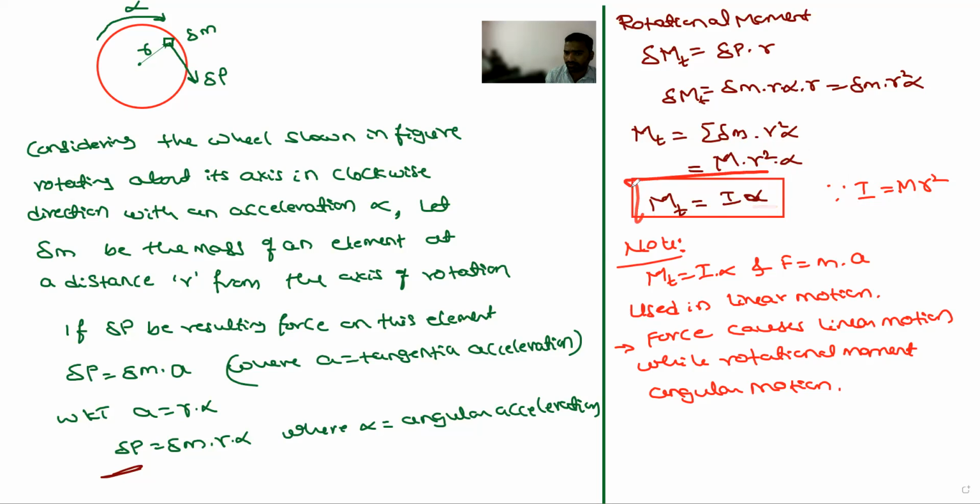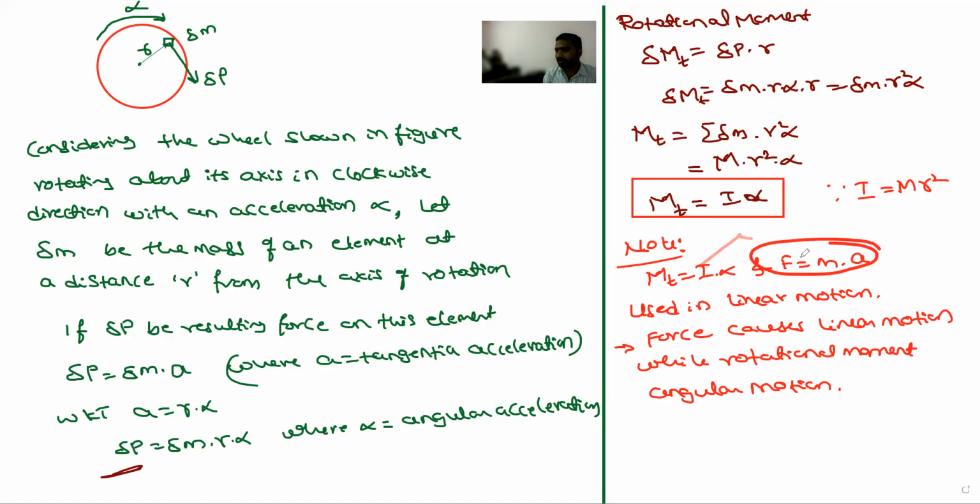Just remember this formula, because while solving the problem, you will be given the mass moment of inertia and the angular acceleration, and asked what the rotational moment is. What is the formula of rotational moment? It is I alpha, not I omega. I omega is angular momentum. So I alpha is the rotational moment.